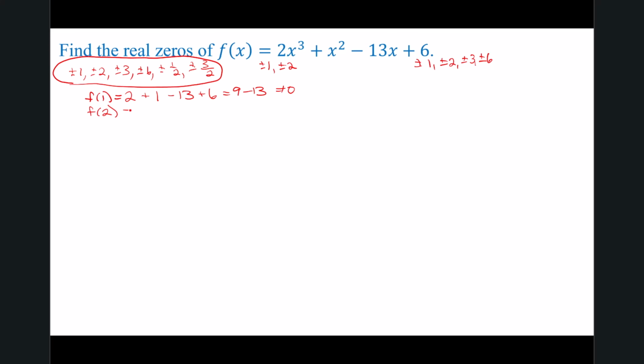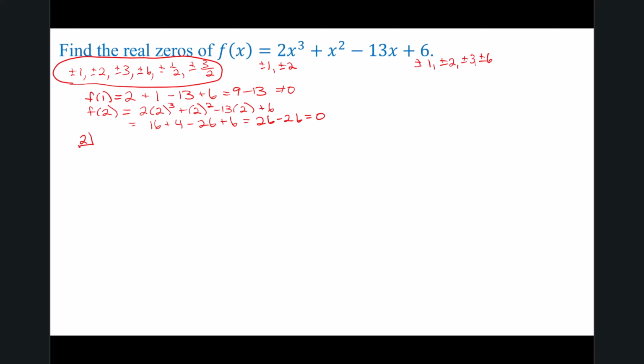Let's try 2 next. If I plug in 2 for x, I get 2 times 2 cubed plus 2 squared minus 13 times 2 plus 6, which is 2 cubed is 8 times 2 is 16, plus 4 minus 26 plus 6. So 16 plus 4 plus 6 is 26. So we have 26 minus 26, which is 0. So we found a real zero.